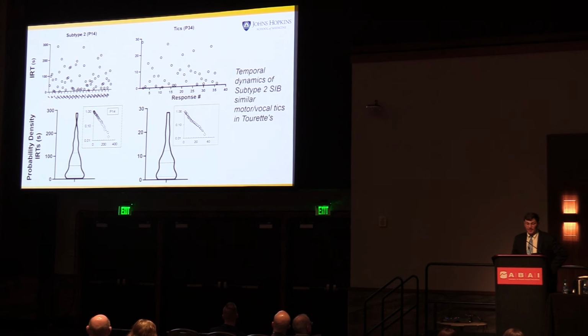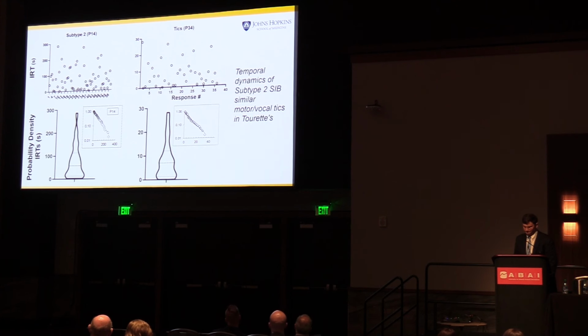And if you look at the band plots and corresponding violin plots, you see some similarities. It seems like motor and vocal tics are emitted with an order of magnitude higher frequency than subtype 2 SIB, but it does seem like they share some of their temporal dynamics. There's certainly some commonalities there. A fairly striking similarity here in terms of the temporal organization of tics and what we see with subtype 2 SIB.